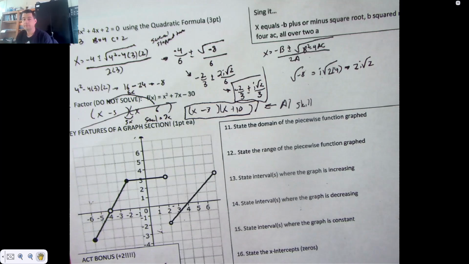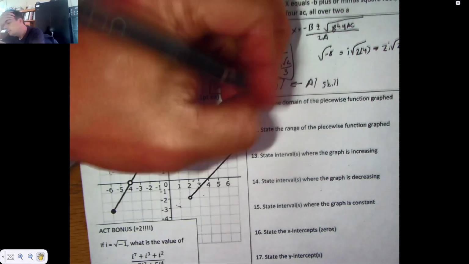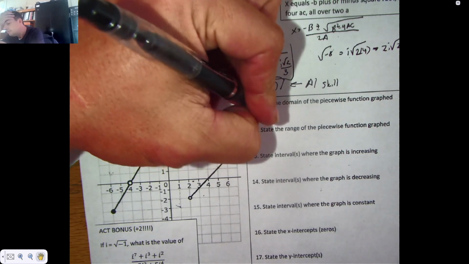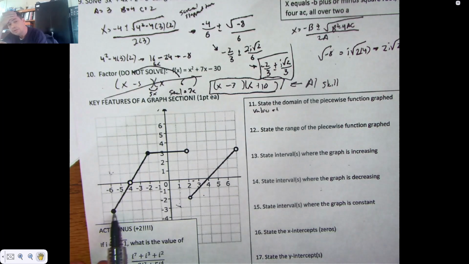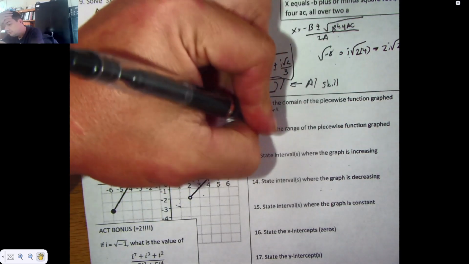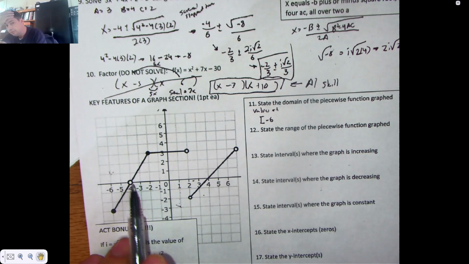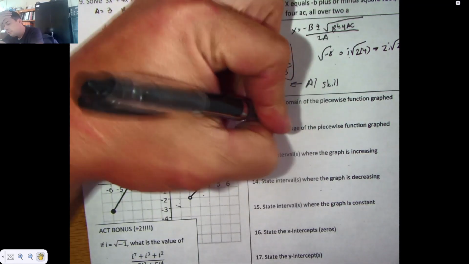All right. This thing should be the easiest thing. Domain. The values of x. I notice that the graph starts at negative 6 and there's a solid dot. And it runs all the way to here. There's a hole here. So I got to stop and talk about this hole. Stops at 4, open hole.